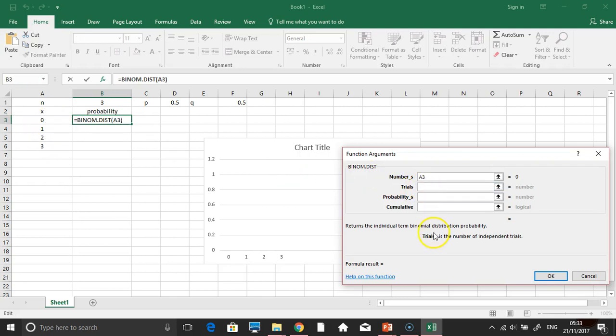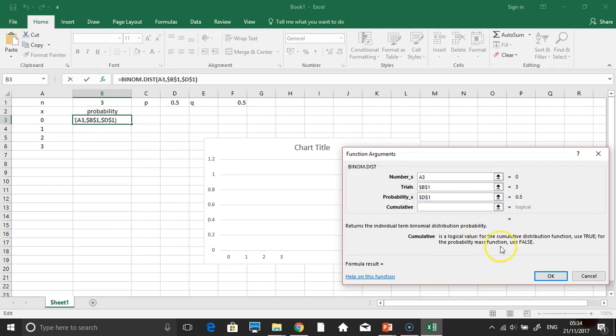Then you can see it says trials: the number of times you're going to flip this coin. The number of trials here is going to be 3. But remember that I want to fix this, so I'm going to do what we talked about with the dollar signs on both sides. Probability is the probability of success of each trial, and we agreed that was 0.5. That can change depending on what we're talking about.